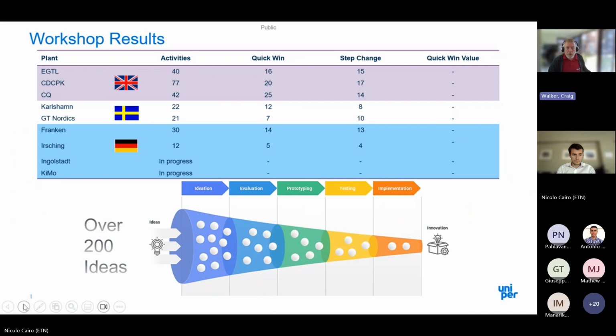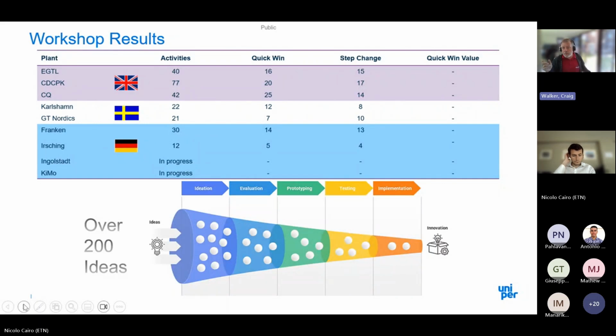Next one. So after the workshops, what we quickly came up with is over 200 new ideas. We thought we'd bottom out all the ideas over the last 3 years. Actually, we came up with over 200 ideas in total, and more are coming from Ingolstadt and Kirkmoser. Here you can see where the quick wins and step changes were. Now, you may note that they don't add up to the number of activities, because some of those ideas we've parked for now as we're not sure of their value.